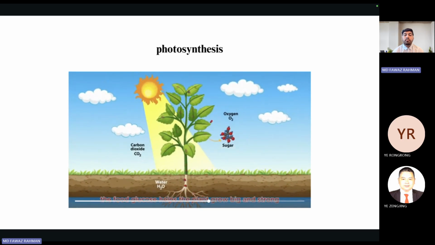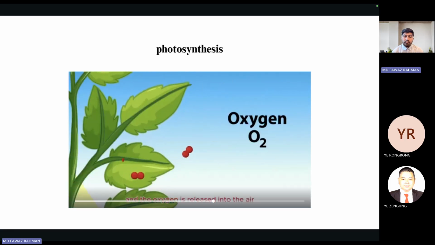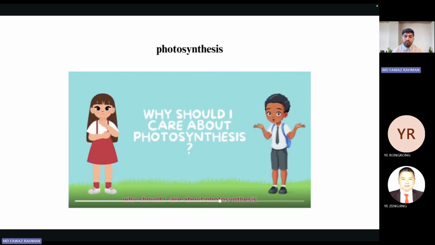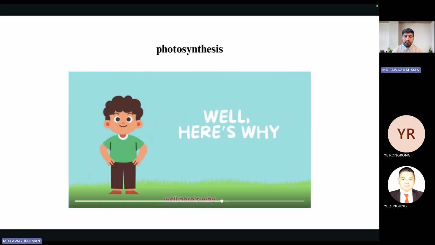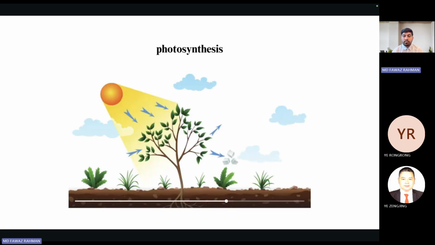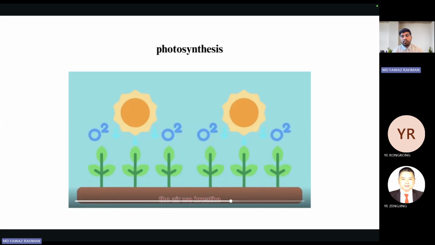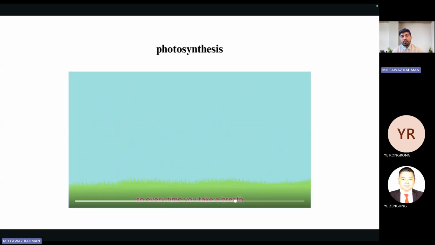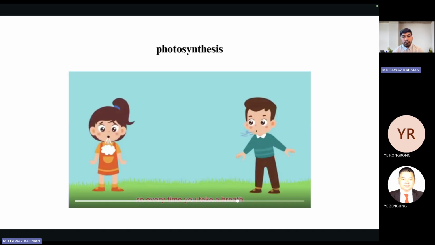The food, glucose, helps the plant grow big and strong, and the oxygen is released into the air for us to breathe. You might be wondering, why should I care about photosynthesis? Well, here's why. Plants need food to grow, just like we do. Photosynthesis is how they make that food. Oxygen, the air we breathe, is made by plants during photosynthesis. So, every time you take a breath, you can thank a plant.